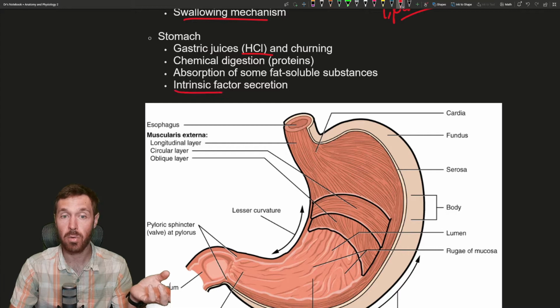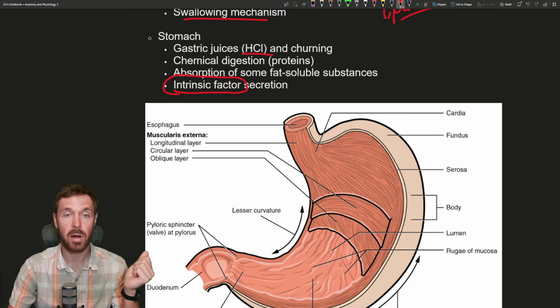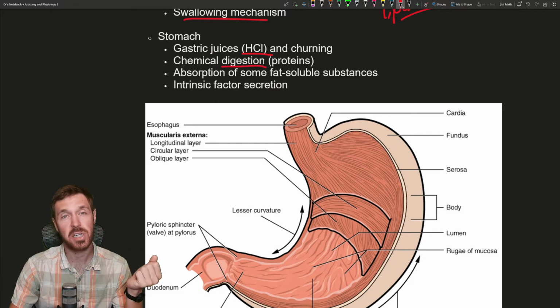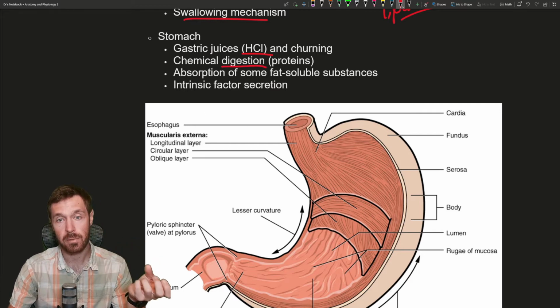Intrinsic factor is the only thing that's essential about the stomach for life. The other stuff is just assisting in comfort and breaking down those food particles. And then there is some chemical digestion as well. For protein, there are enzymes known as proteases.